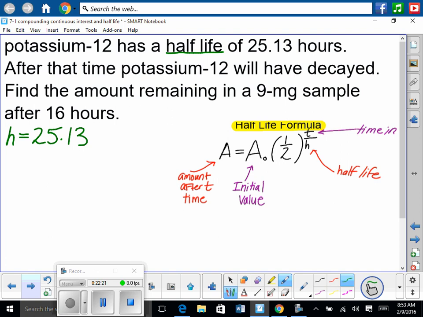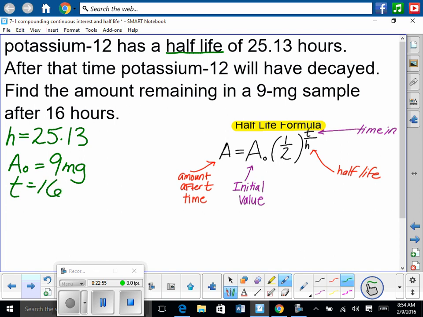Yeah? Okay. Now, this is what people get confused with. They're like, when am I going to use that 12? Well, we're not using that. The name of what we're looking at is potassium 12. So don't get caught up in that. After that time, potassium 12 will have decayed, so we know it's exponential decay. Find the amount remaining in a 9 milligram sample. So how much did we originally start with? 9 milligrams. So A naught is 9 milligrams. And then it says after 16 hours. So the time in is 16 hours.